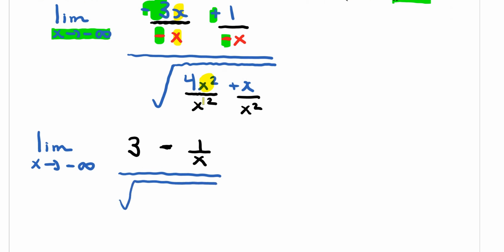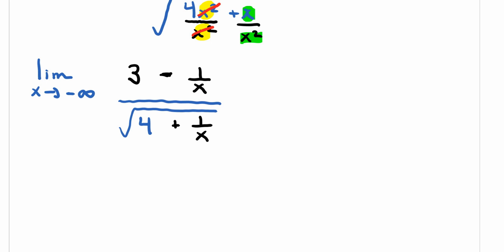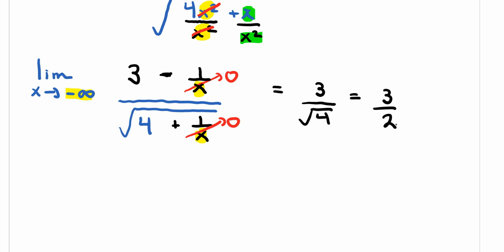And I guess this x squared and that x squared will cancel off, giving me just a 4 inside the square root. And when I have this x divided by x squared, that's going to be plus 1 over x. This is looking pretty good now. If I plug in negative infinity into the denominators, those will all just go to 0. What I'm left with is just 3 divided by the square root of 4, which is 3 divided by 2. So that is my final answer for that particular problem.